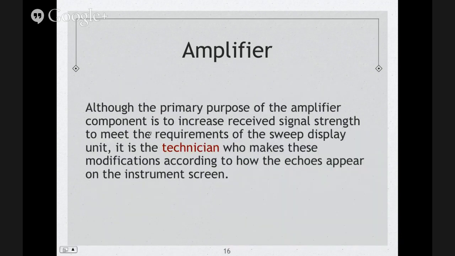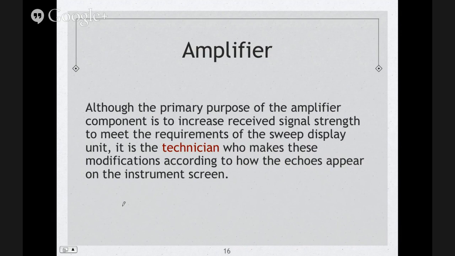Although the primary purpose of the amplifier component is to increase received signal strength to meet the requirements of the sweep display unit, it is the technician who makes these modifications according to how the echoes appear on the instrument screen. Okay. So depending on how you want your indication to look or how much amplitude you want, you start increasing your gain.